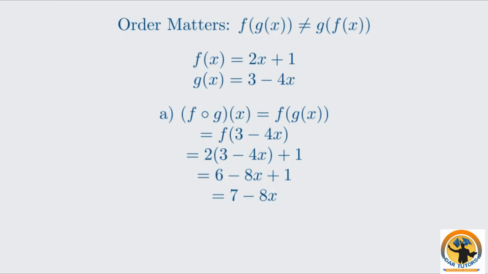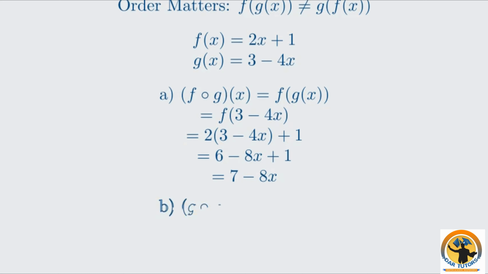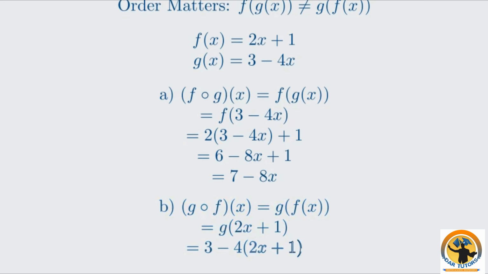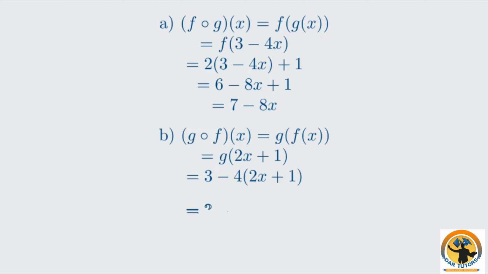Now let's calculate the composition in the other order, GOF(x). This time, we substitute the function f of x into g of x. So we need to calculate g of (2x plus 1). Our function g says to subtract 4 times its input from 3. So we have 3 minus 4 times (2x plus 1). Expanding and simplifying gives us 3 minus 8x minus 4, which equals negative 8x minus 1.